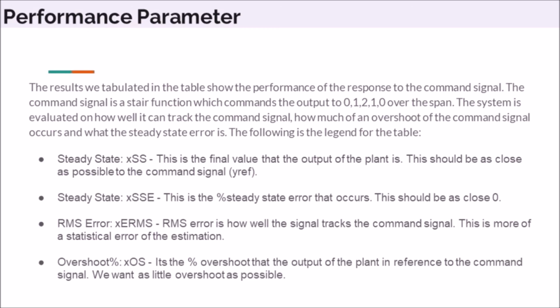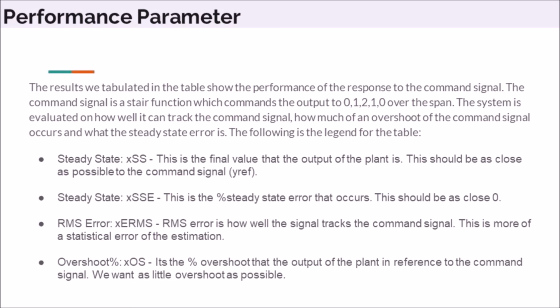Here the system is evaluated on how well it can track the reference input signal, which is called Y reference, what percent of overshoot we can tolerate, and what our steady state error is. To do so, the first important parameter is steady state value. It is the final value of the output of the plant, and the objective is to keep the value as close to the Y reference signal.